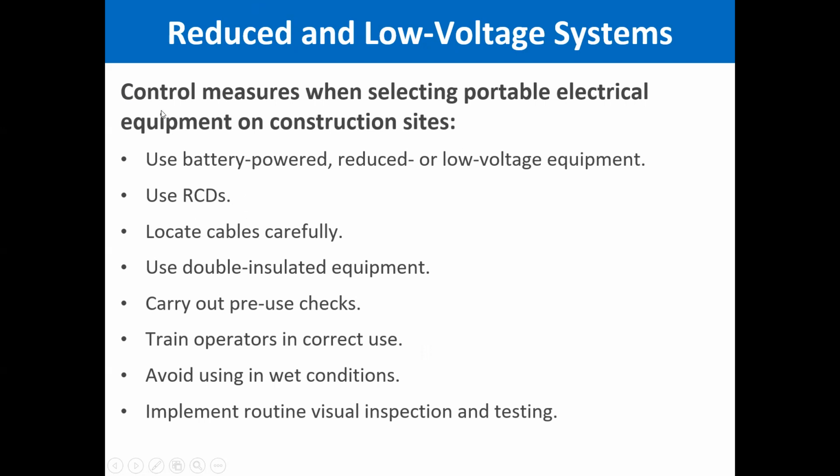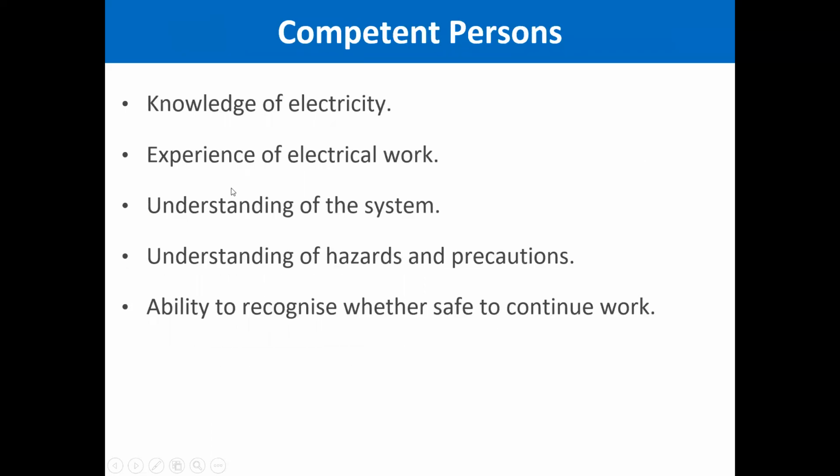Basically, these are control measures when selecting portable electrical equipment on construction sites. You need to use battery powered equipment, and or reduced or low voltage equipment should be used. RCDs should be available on all equipment. Locate the cables carefully. Don't run them along sharp edges. Use double insulated equipment. Carry out pre-use checks. Train the operators in the correct use. Avoid using it in wet conditions, and implement routine visual inspections as well.